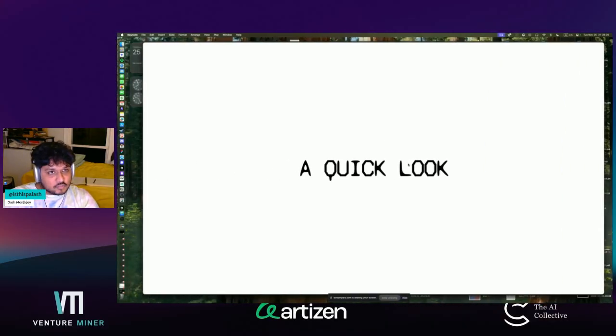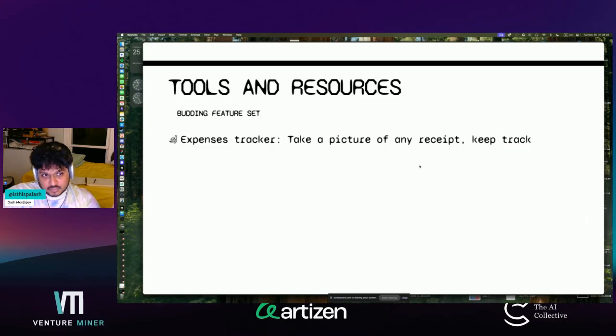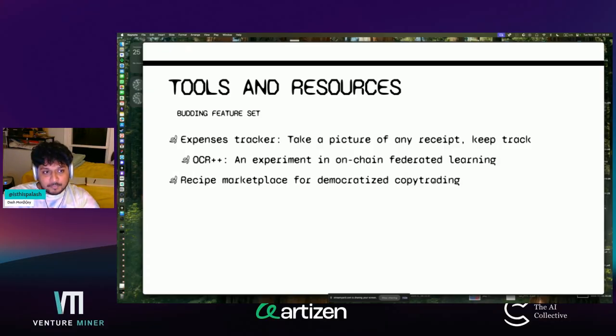Going back to the pitch, there are other tools and resources as well. Initially, of course, an expense tracker. Take a picture of any receipt, keep track of it. And there's another experiment here where I'm trying to do on-chain federated learning, and the goal behind that is to see if I can do a decentralized OCR model by incentivizing users to upload their data, and other users can perform OCR tasks on it, but in a privacy preserving way. That is also where monetization and mechanism design comes into play.